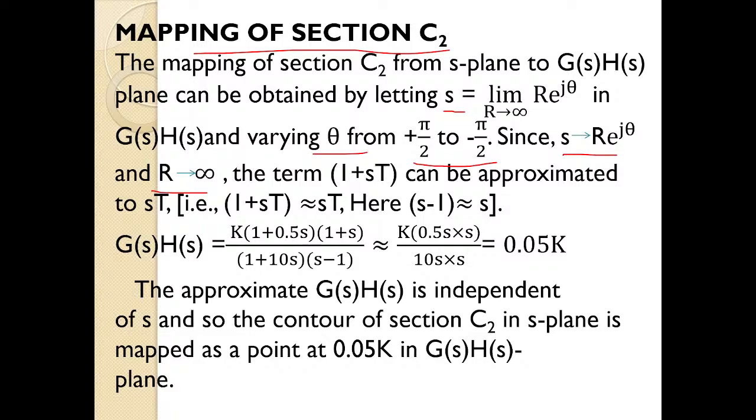Since R is tending to infinity, S will tend to infinity e power j theta, meaning the S value is very, very high. So when the S value is very high, 1 plus ST will become ST. In the given equation, the S minus 1 term is there; instead of S minus 1, you can write S. So 1 plus 0.5 S will become 0.5 S, 1 plus S will become S, 1 plus 10S will become 10S, and S minus 1 will become S.